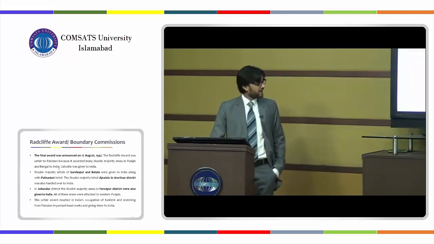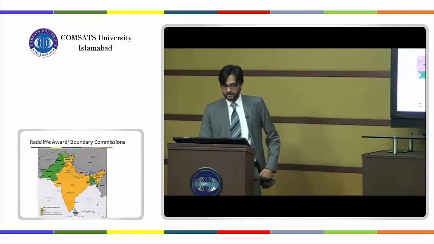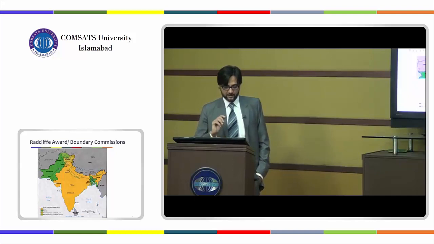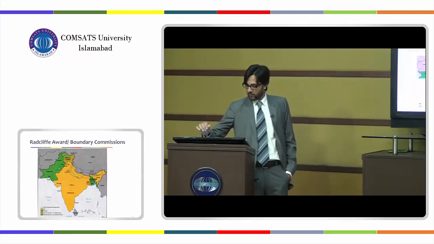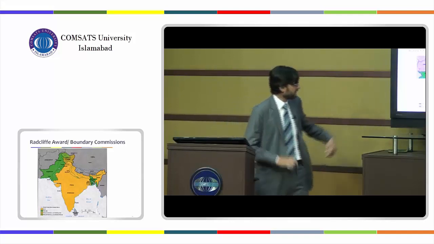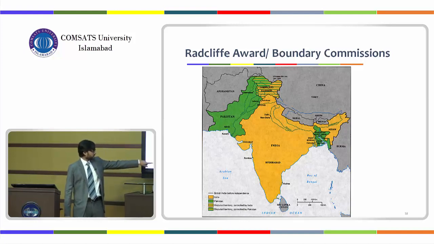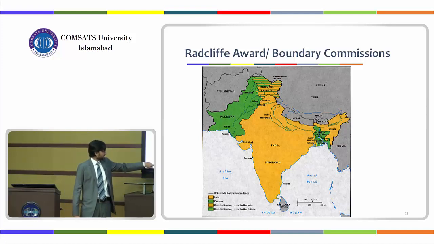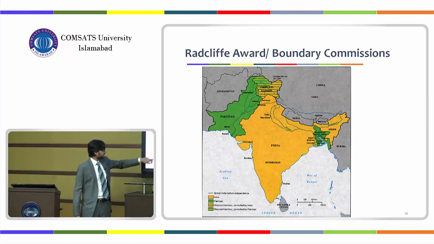Now, I have briefly discussed this point, so I would not go into detail again. Now you can see what happened in 1947 and what was the actual map of India in 1947. Now the yellow color, or this orange, whatever you call it, this is India. This green is Pakistan. So over here and over there, this is Pakistan, West Pakistan, East Pakistan.